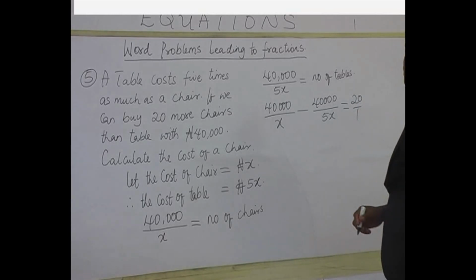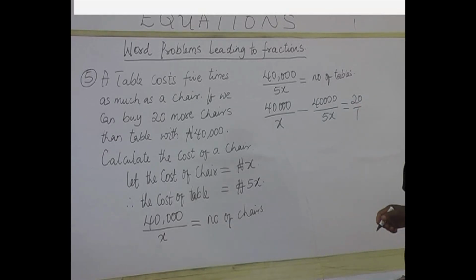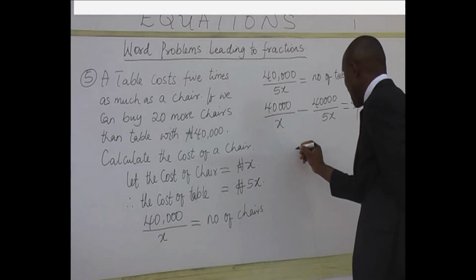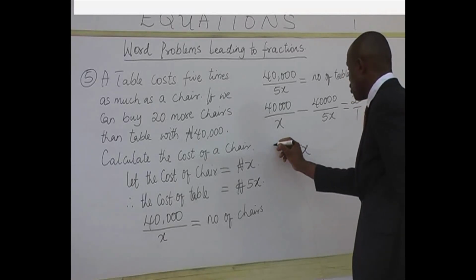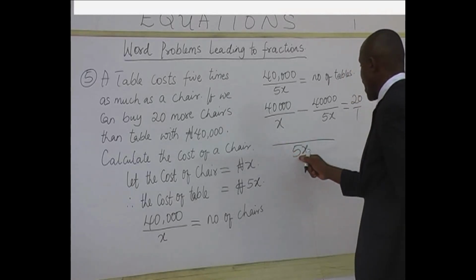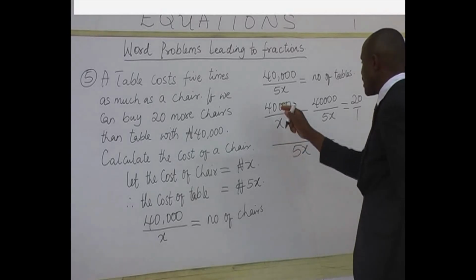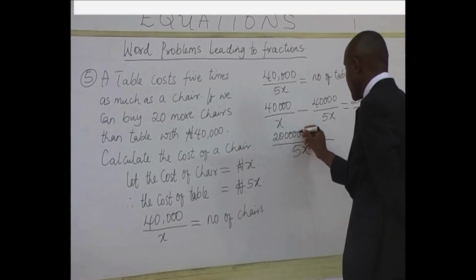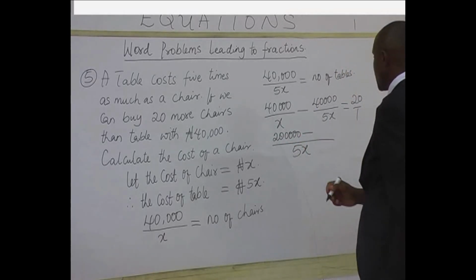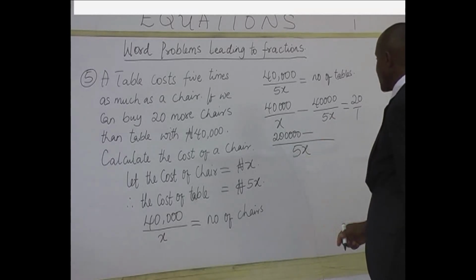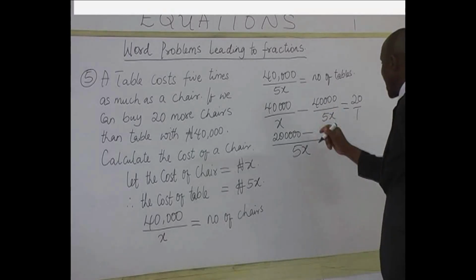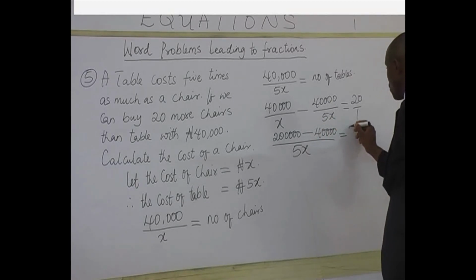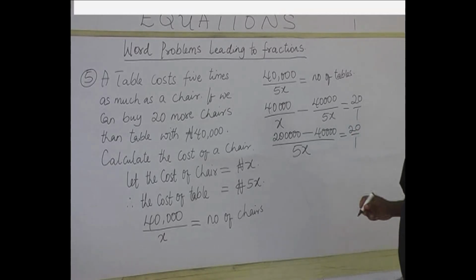In fraction form, 20 means 20 all over 1. Find the LCM of x and 5x. The LCM of x and 5x will give you 5x. Begin to divide out. 5x divided by x will leave you with 5. 5 times 40,000 will give you 200,000. Bring the sign of subtraction. 5x divided by 5x, you'll be left with 1. 1 times 40,000 will give you 40,000. Remember, it's equal to 20 all over 1.